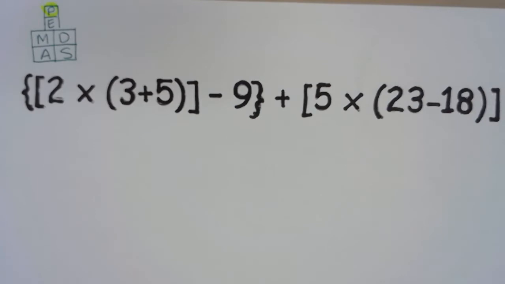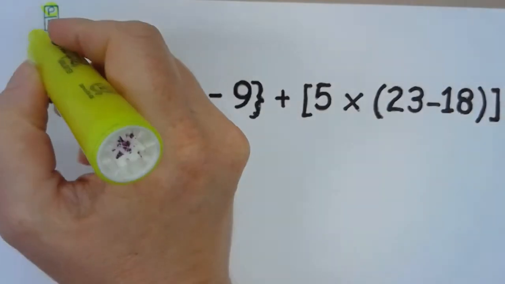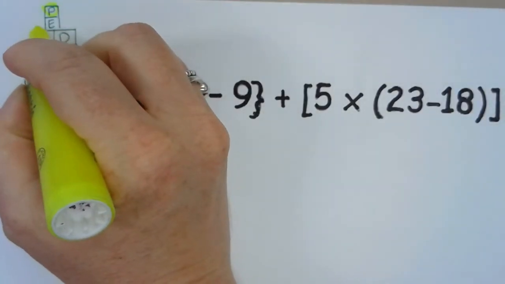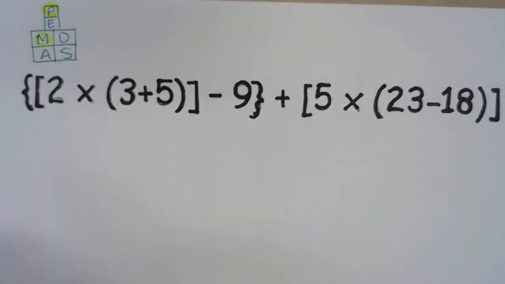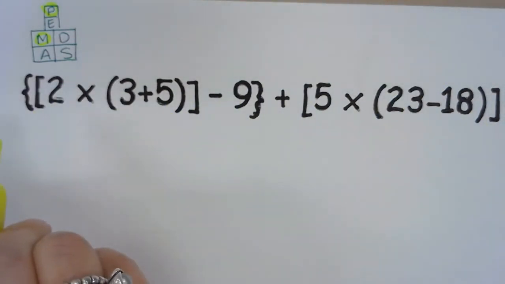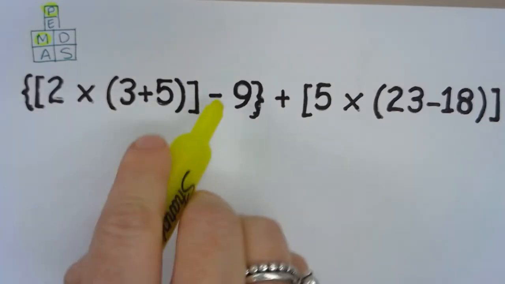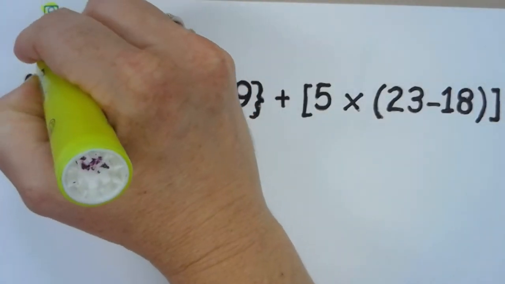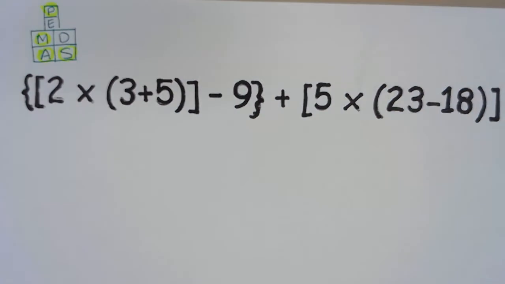I don't see any exponents. I do see multiplication. I scan to look and see if I see any division. No division. I do see addition, and I do see subtraction. So right away, I can look and see where I should begin. I should begin with my parentheses because parentheses say do me first.